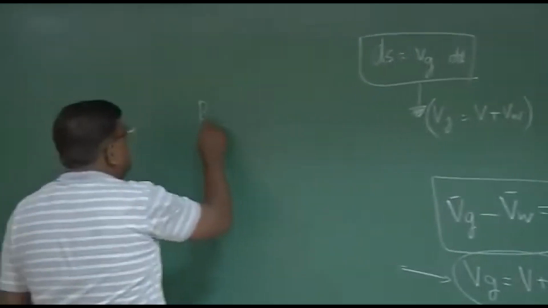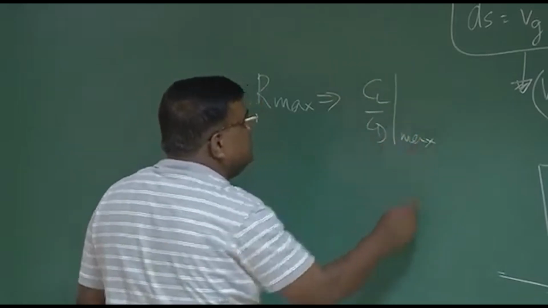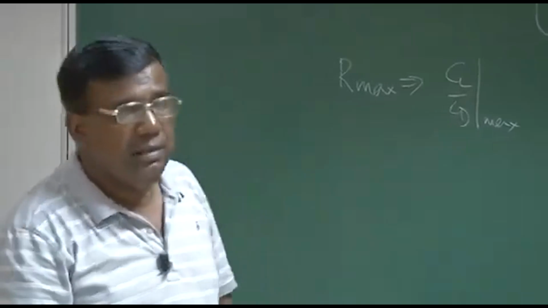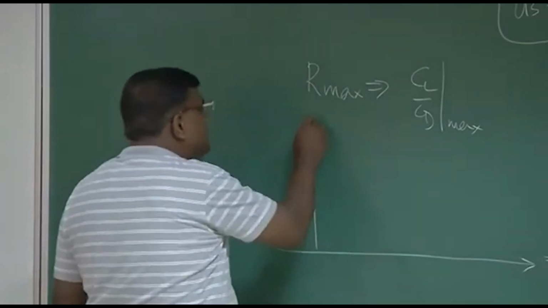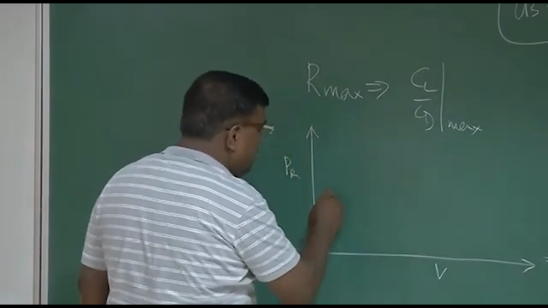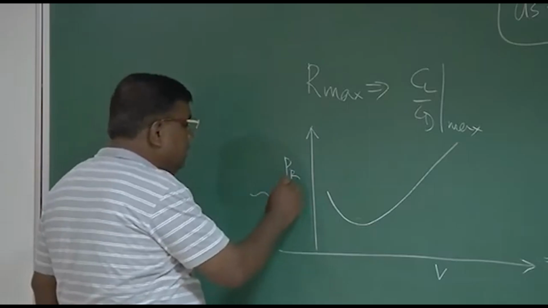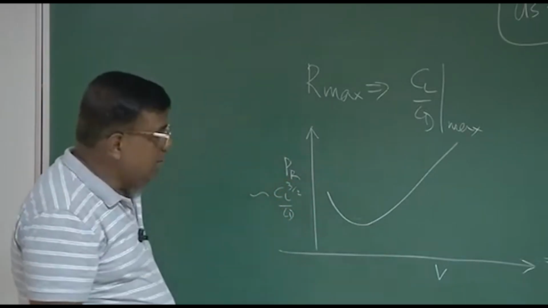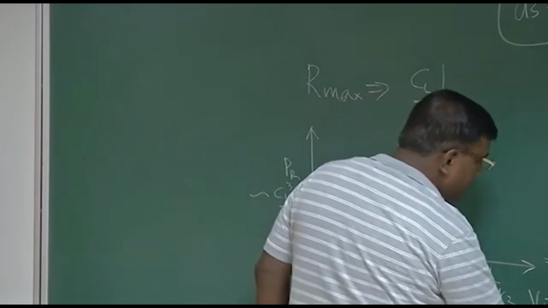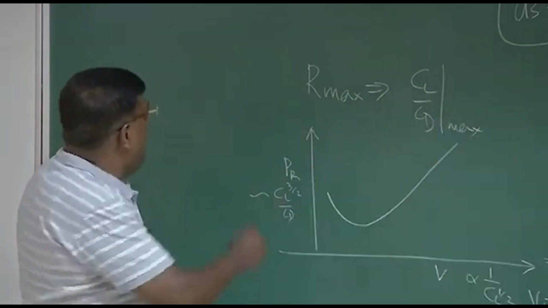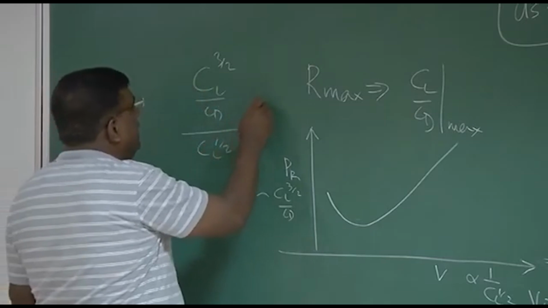See, range maximum, from that I am finding it is when CL by CD is maximum. This was propeller driven IC engine aircraft. Now let us go a little bit into it. If this is power required versus speed, let's say it is something like this. You are now aware. Now watch out. This power required is proportional to CL^(3/2) by CD. You can check your notes. And V is proportional to 1 by CL to the power half, because V is under root 2W by S rho CL. So if I divide CL^(3/2) by CD divided by CL to the power half, what do I get? I get CL by CD.